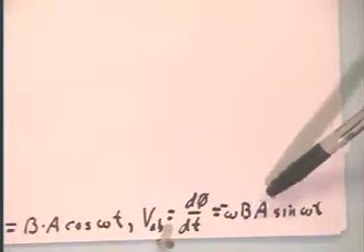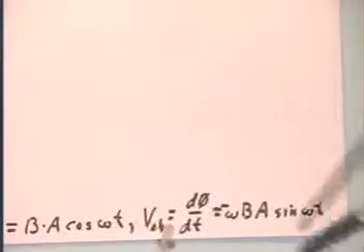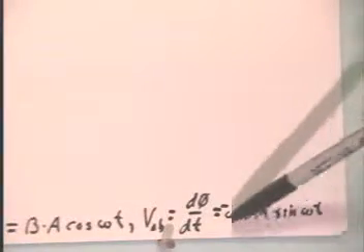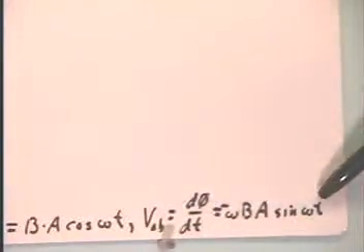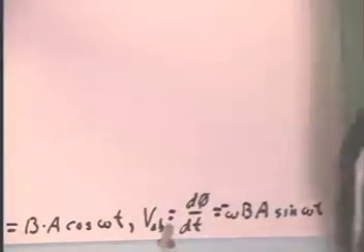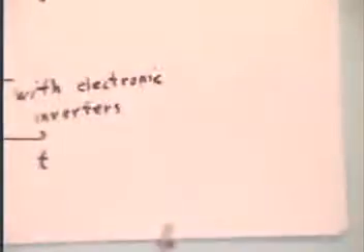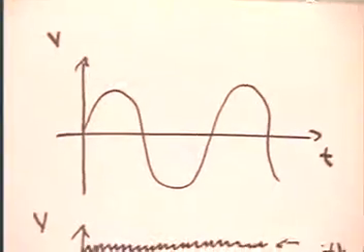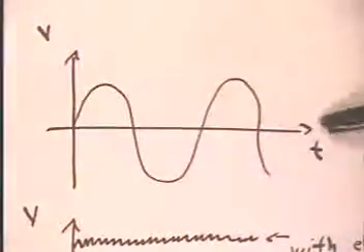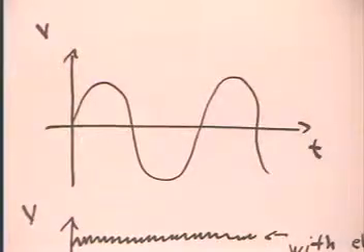Now the units of omega times B times A are Tesla times meter squared times cycles per second, and that's just volts. So omega BA is the maximum number of volts that you're going to get in this alternating current, and omega is the angular frequency of that current. And I keep saying current when I mean voltage. We get voltage versus time, we get something like this.